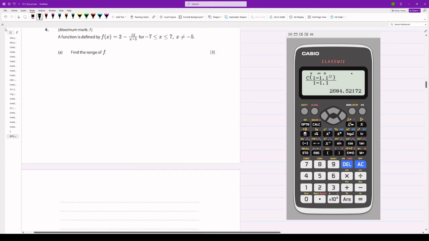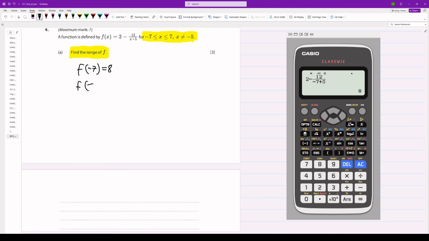Next one, range questions. So, you've been given this as the domain. We would like to figure out what is the range of f. So we put it in the calculator. And we do 2 minus 12 over x, so let's go with negative 7, plus 5. And we'll find I get 8. Interesting. Okay, so f of negative 7 equals 8.